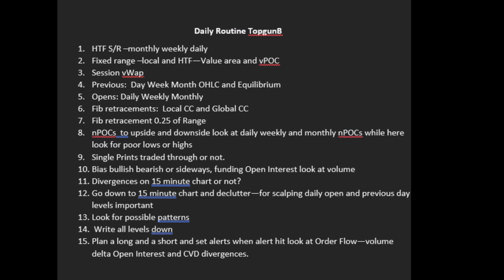The first thing I'm going to look at is the high time frame support and resistance, and I'm going to put in monthly, weekly and daily levels. I'm then going to shoot across to the fixed range and do a high time frame one and a low time frame one. I'm going to put in the session VWAP. I'm going to look for the previous day, week and month open, high, low and closes. That is mainly for scalp trading.